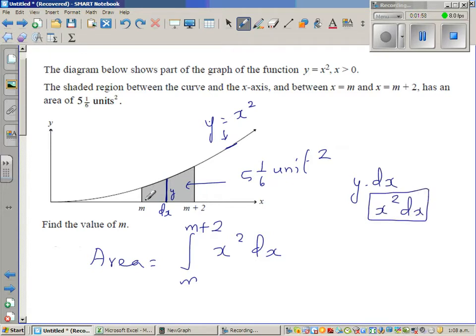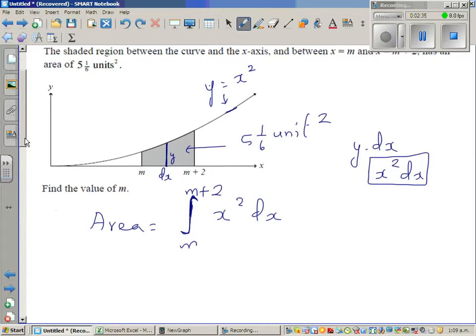And if you add all the infinitesimally small rectangles from m to m plus 2, you get the area of this shaded region. And that's what we do by doing the integration from m to m plus 2. So integration is nothing but a form of addition. The integral sign can be seen as a letter S, so integration can also be treated as summation, or addition.